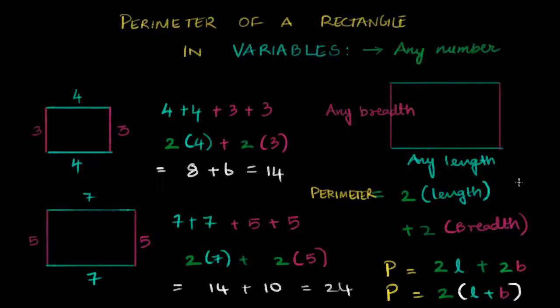So there you have it. This is the shortest way in which you can write the perimeter of a rectangle. I'm just going to draw a box around this. So if you are asked to write the perimeter of a rectangle in variables, this is what we write. It's 2 times the sum of the length and breadth. So add the length and breadth and multiply it by 2.